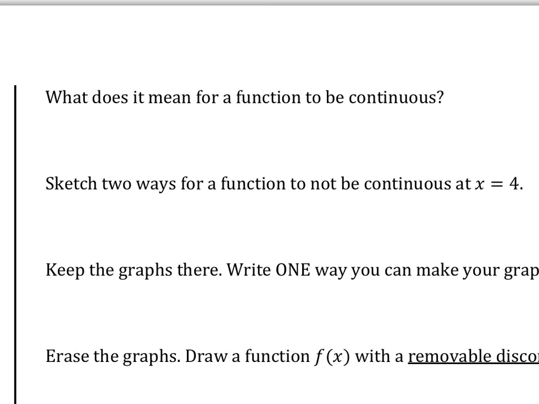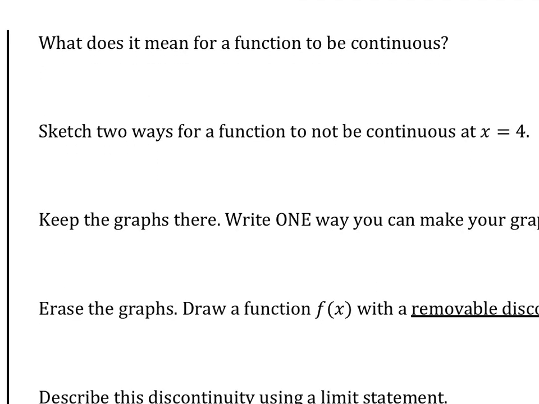What does it mean for a function to be continuous? You might think back in pre-calc and say if the function doesn't have a break, or you can draw this function without lifting up your pencil. You can also say something like there's no hole. All of those mean that the function is continuous.